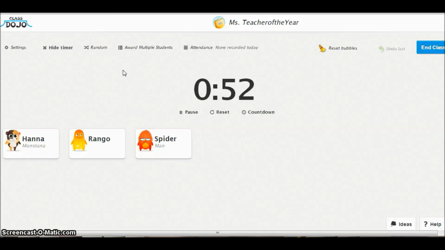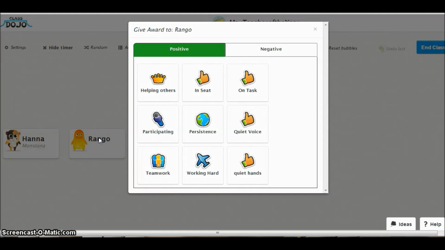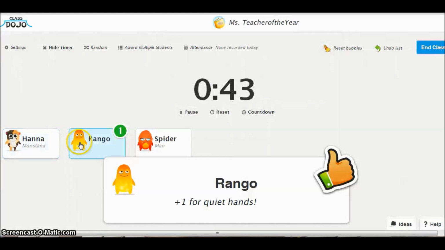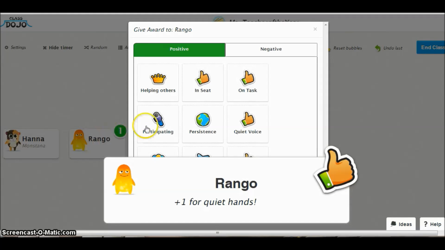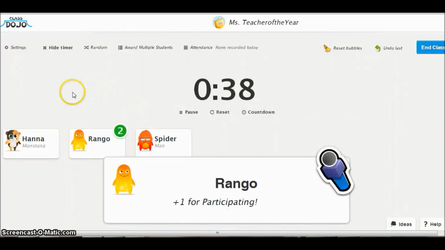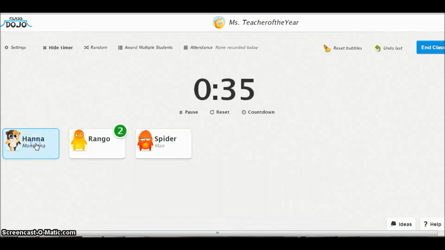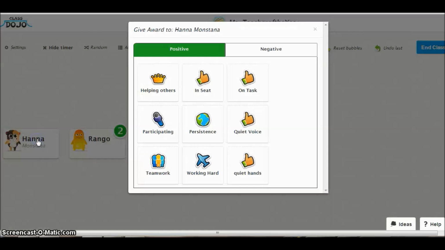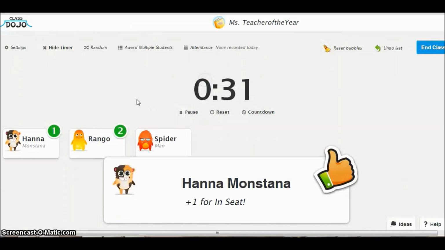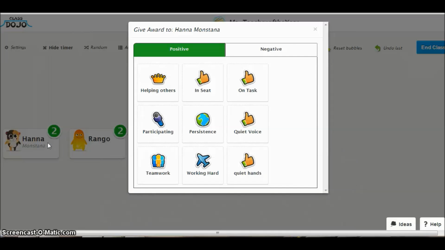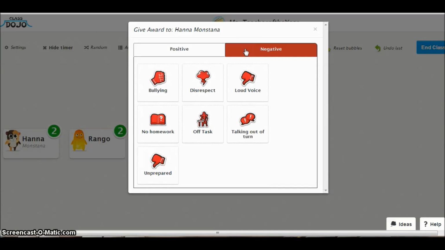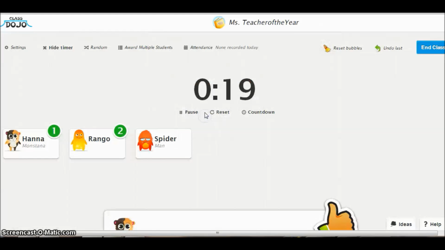So I'm up at the board teaching on my smart board that they just purchased. I'm very excited, and all of a sudden I see Rango. What are you doing, Rango? Good job. You have quiet hands. And you are participating. I'm very proud of you. Oh, Miss Hannah Monstana, look at you. You are in your seat. You are on task. Oh, Miss Hannah Monstana, you were not paying attention.